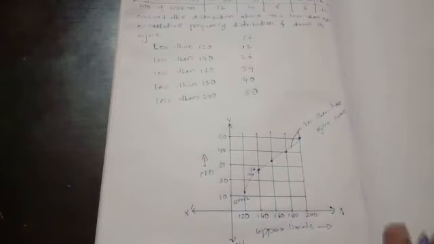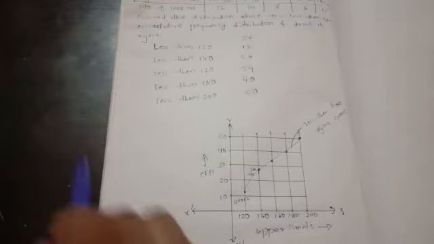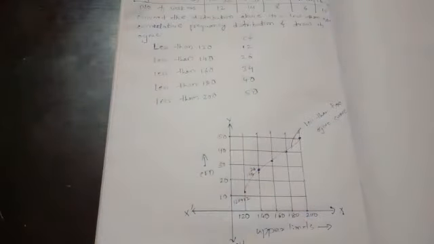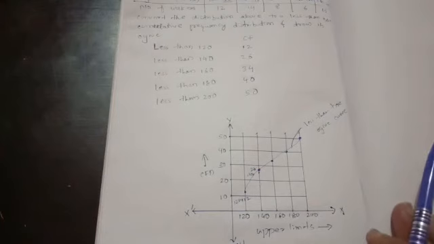So this is how we can draw the ogive, and we can convert the data to a less than type of data.